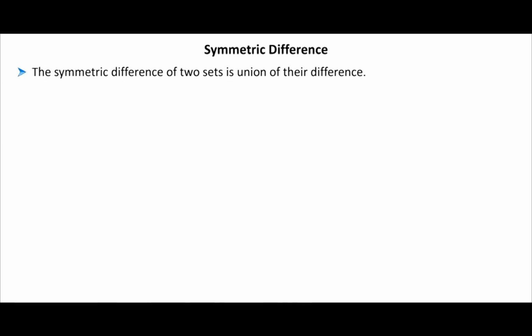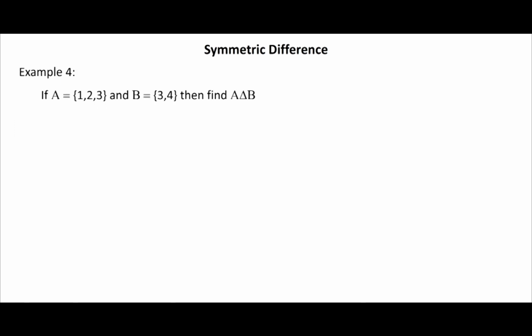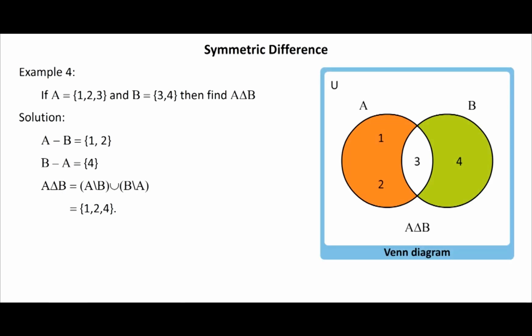Symmetric difference. The symmetric difference of two sets is the union of their differences, that is, A union B except their intersection. It is denoted by the symbol delta, which is read as symmetric difference. For example, if A is equal to 1, 2, 3 and B is equal to 3, 4, then find A symmetric difference B. Solution. Applying the formula, A symmetric difference B is equal to A difference B union B difference A. Here, A difference B is equal to 1, 2 and B difference A is equal to 4. A symmetric difference B is equal to 1, 2, 4. Look at the Venn diagram which shows that A symmetric difference B is the set of all elements in A union B except their intersection.